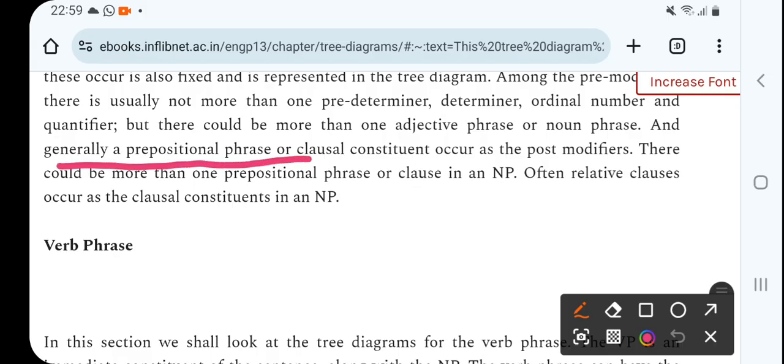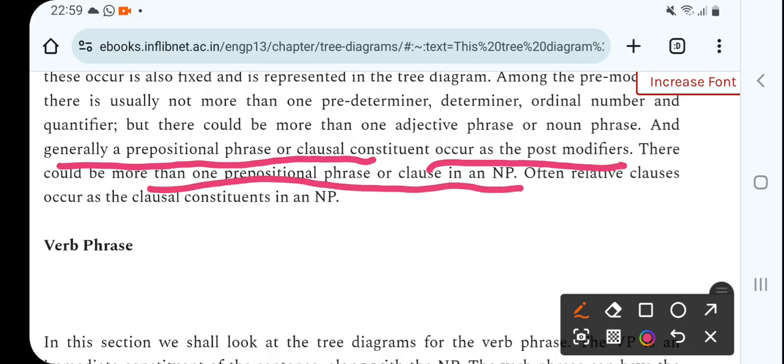And generally prepositional phrases or clausal constituents occur as the post-modifier. So a prepositional phrase, like "in the garden", we have seen, right? There could be more than one prepositional phrase or clause in the noun phrase. So prepositional phrases can be more than one: in the garden, at the roadside. That is also a prepositional phrase.